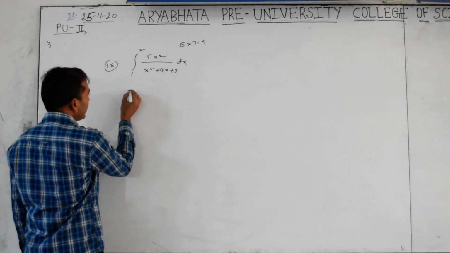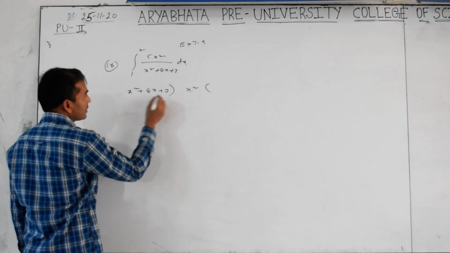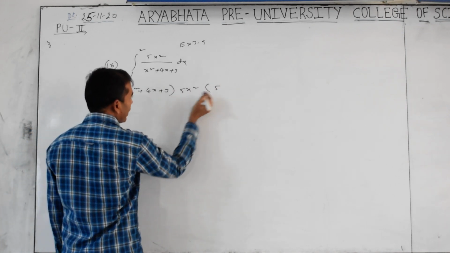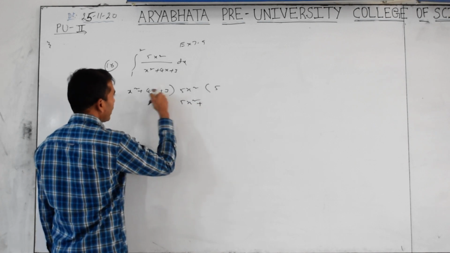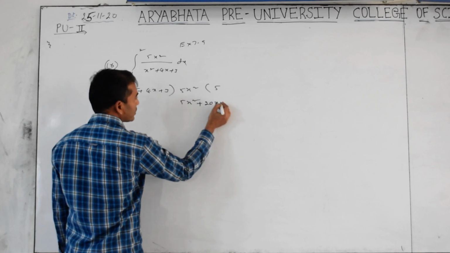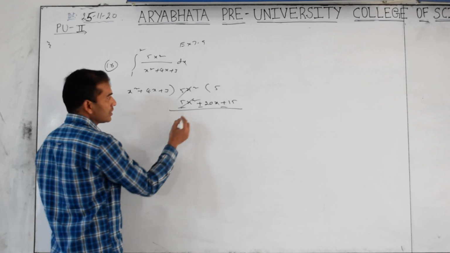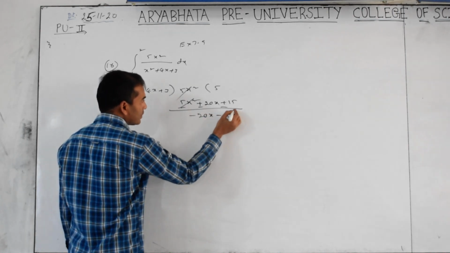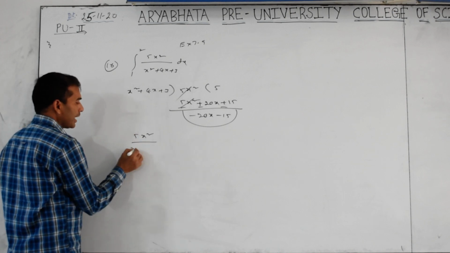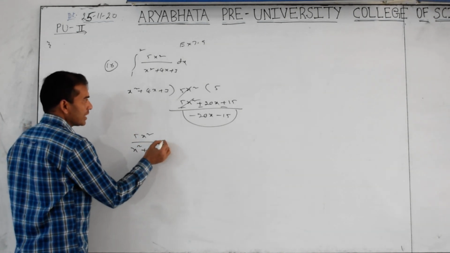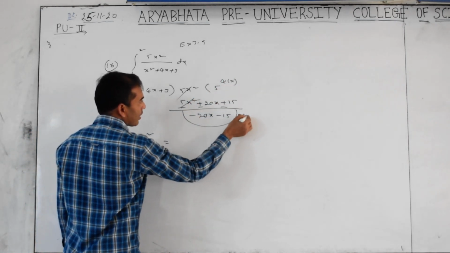So x square plus 4x plus 3. x square is divided into 5x square. Multiply by 5: x square into 5 is 5x square, plus 5 into 4 is 20x, plus 5 into 3 is 15. Subtract, we get minus 20x minus 15. So 5x square by x square plus 4x plus 3 equals q of x. This is q of x, this is r of x.